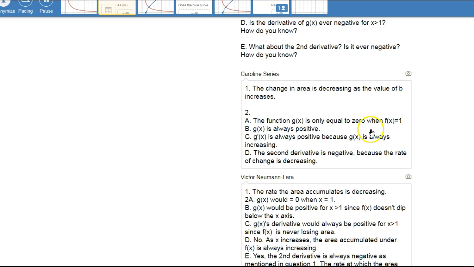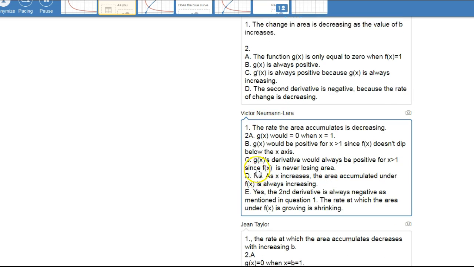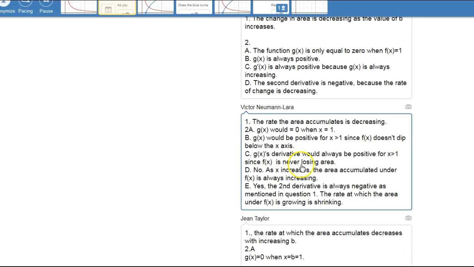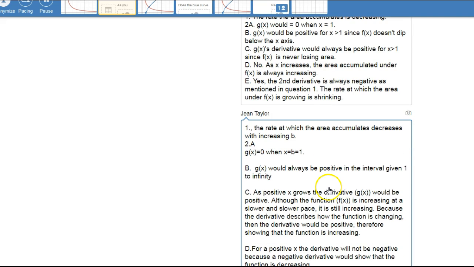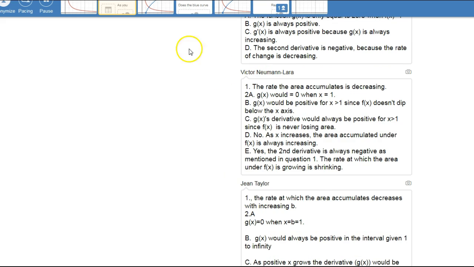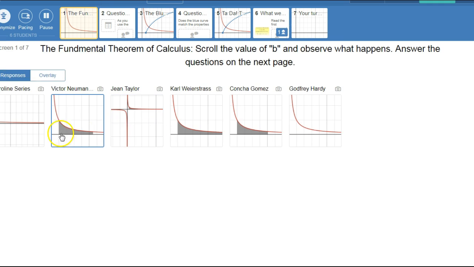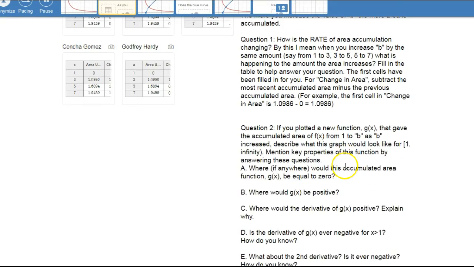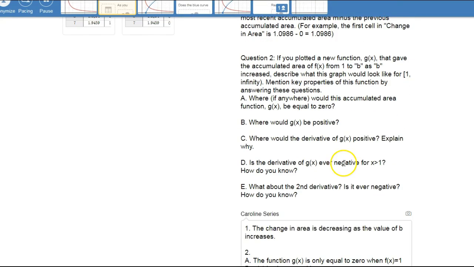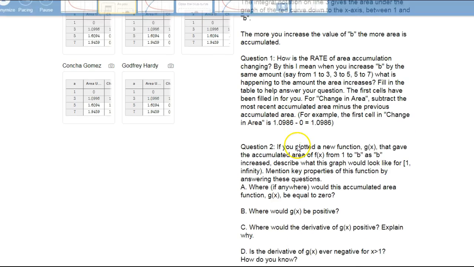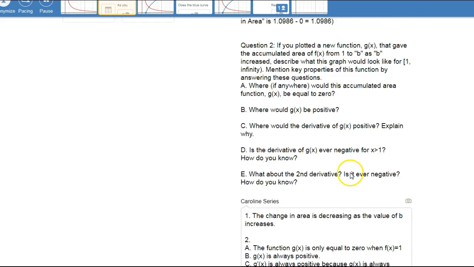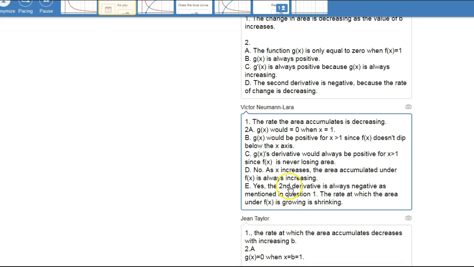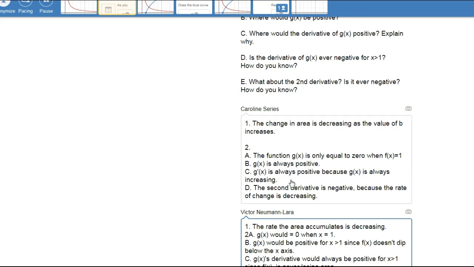All right, how do we know the derivative is always positive? We're never losing area. We're never dipping down below the x-axis. The graph of this thing is never going downhill as we move left to right. So we're always gaining area, so our derivative is always positive. All right, and then the question says, is the derivative ever negative? No, it's never negative because, again, we're always increasing our area.